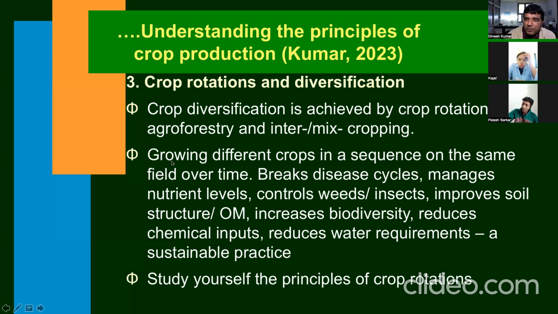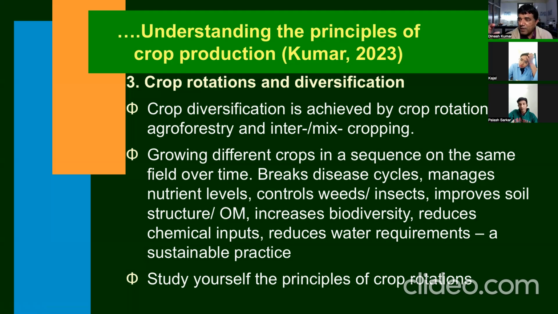Point number 3, you can see, Palash: growing different crops in a sequence on the same field over time breaks the disease cycle. Over a longer duration, it breaks the disease cycle. Otherwise, the disease or pest cycle will continue if your rotation is for a shorter period. It breaks the disease cycles and manages the nutrient levels, because you are extracting nutrients from different depths of the soil.